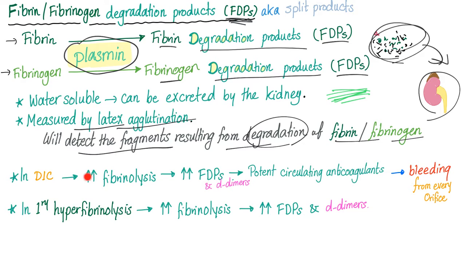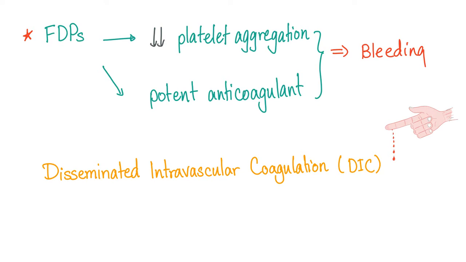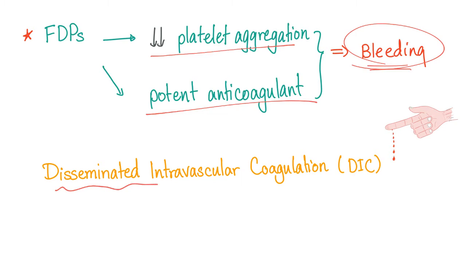In cases of DIC, you have increased fibrinolysis and increased FDPs, of course, because they are the result of fibrinolysis. They act as potent circulating anticoagulants. They will lead to bleeding. And in DIC, you have bleeding from every single orifice of your body, which is horrible. In primary hyperfibrinolysis, a group of disorders, you have increased fibrinolysis leading to increased FDP and D-dimer. You're gonna bleed. Fibrin degradation products, they inhibit platelet aggregation and they act as potent anticoagulants. This will lead to bleeding. Remember, disseminated intravascular coagulation. Yep, you bleed from every single orifice of your body.